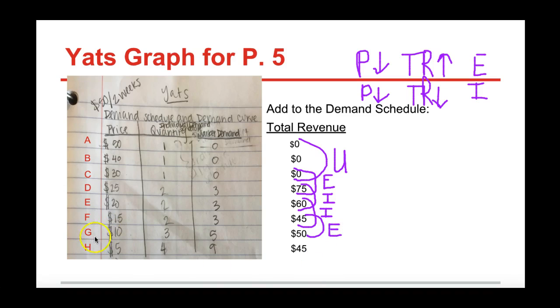All right, G to H, our price is going down, our total revenue is going down. So again, this is going to be inelastic because they're going in the same direction.